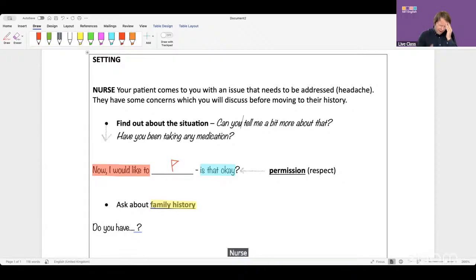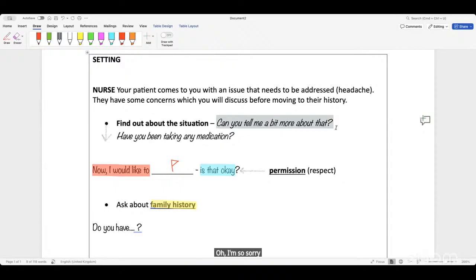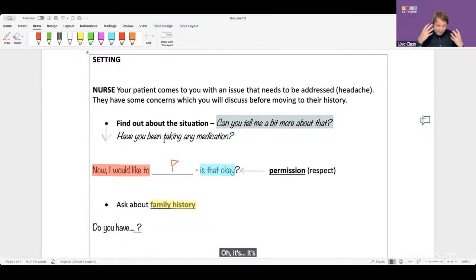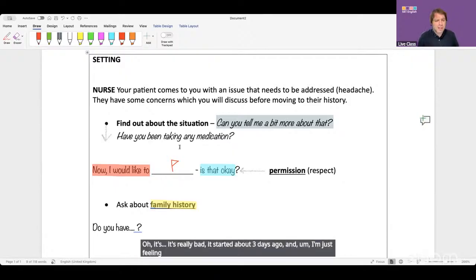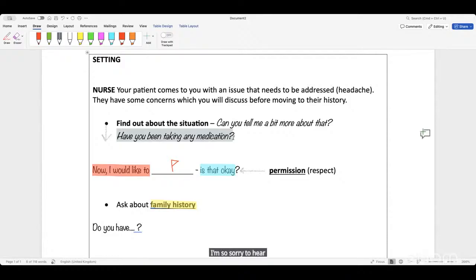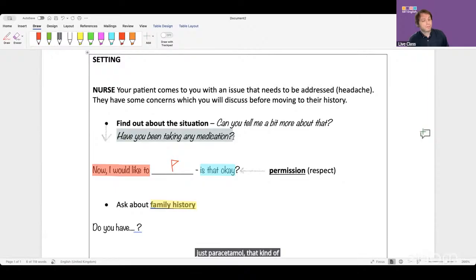Nurse, I've got this terrible headache. I'm so sorry to hear that. Can you please tell me more about that? Oh, it's really bad. It started about 3 days ago, and I'm just feeling really bad. I'm not sleeping very well. I'm so sorry to hear that. Have you been taking any medications for that? Just paracetamol, that kind of thing.